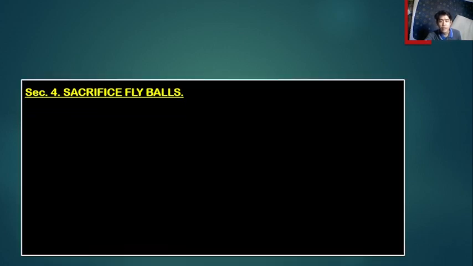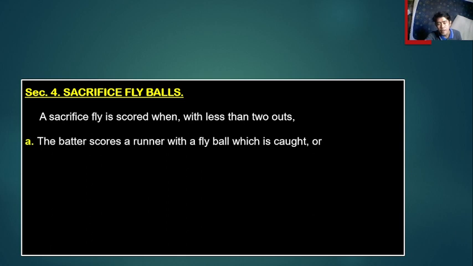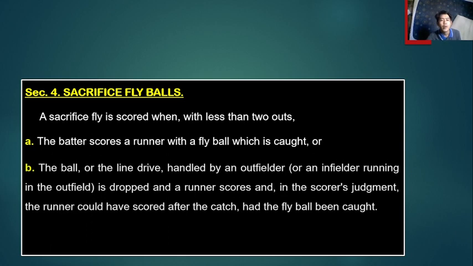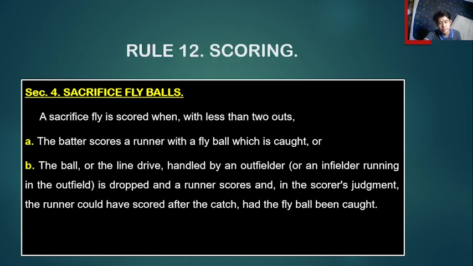Next is the sacrifice fly balls, section 4. It is scored when, with less than 2 outs, the batter scores a runner with a fly ball which is caught, or the ball or line drive handled by an outfielder or an infielder running in the outfield is dropped and a runner scores, and in the scorer's judgment the runner could have scored after the catch had the fly ball been caught.